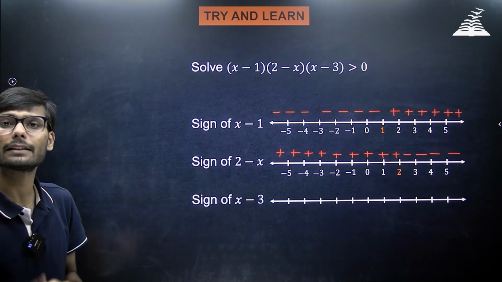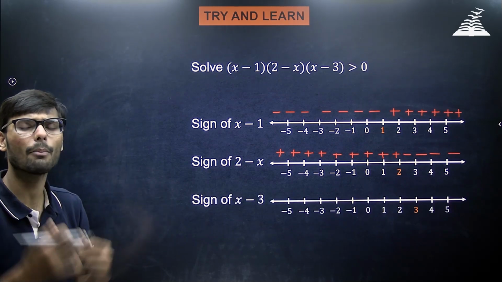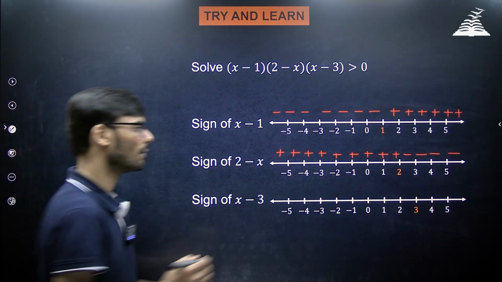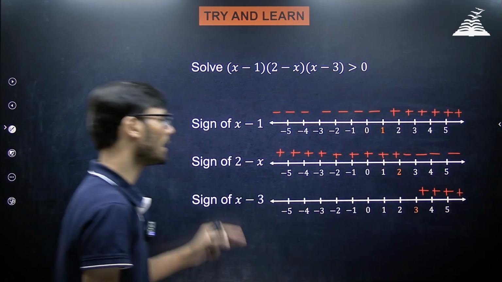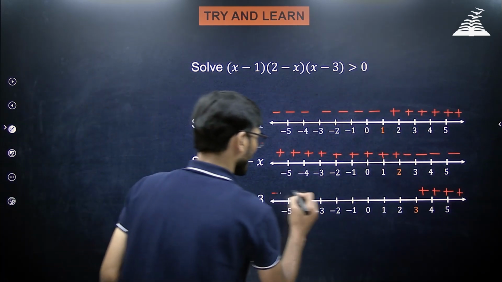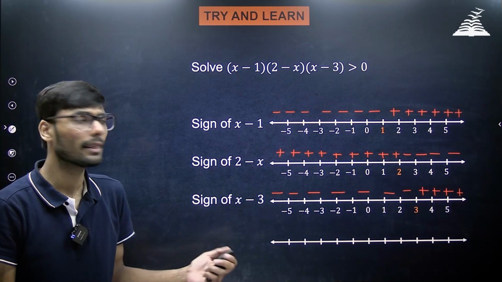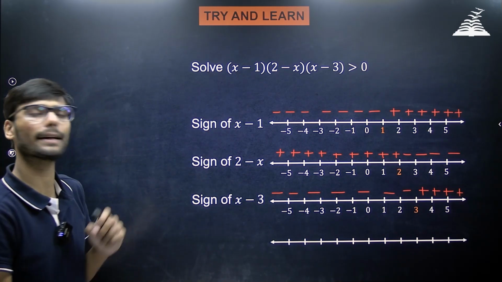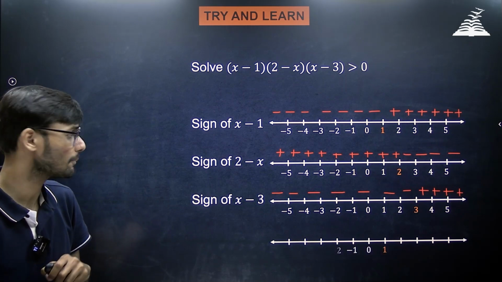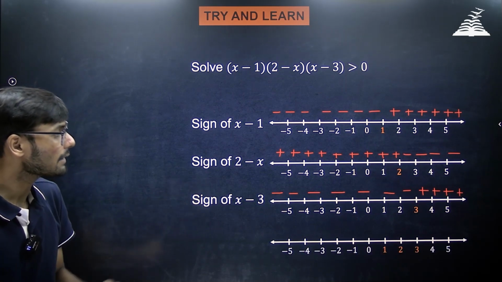Okay, now we will plot the sign of x minus 3. On the right hand side of 3, if we pick a number, x minus 3 will be positive, and if you pick a number from the left hand side of 3, x minus 3 will be negative. Now let us look at the sign of this particular expression, (x minus 1) into (2 minus x) into (x minus 3). So what do we get?